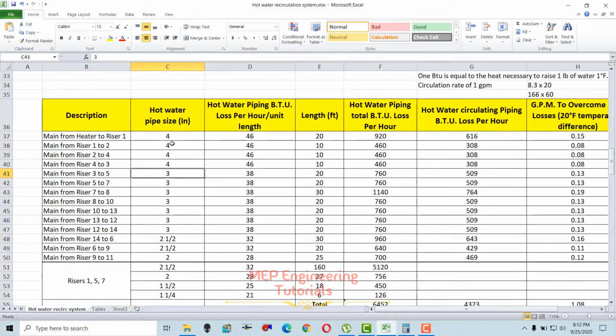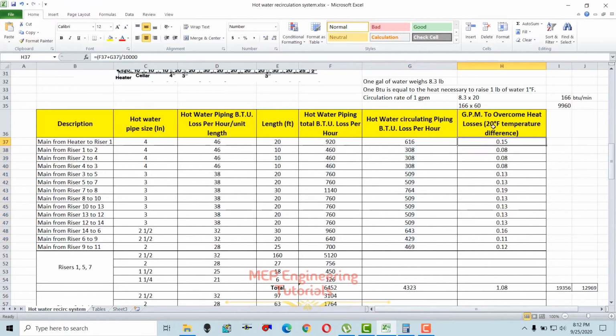First you have to write the hot water pipe sizes here. The second thing is the hot water piping BTU loss per hour per unit length. You write this here, then you write the length, and then the hot water piping BTU loss per hour based on this length. Then you calculate the hot water recirculation piping BTUs per hour, and in the end you calculate the GPM to overcome the heat losses.